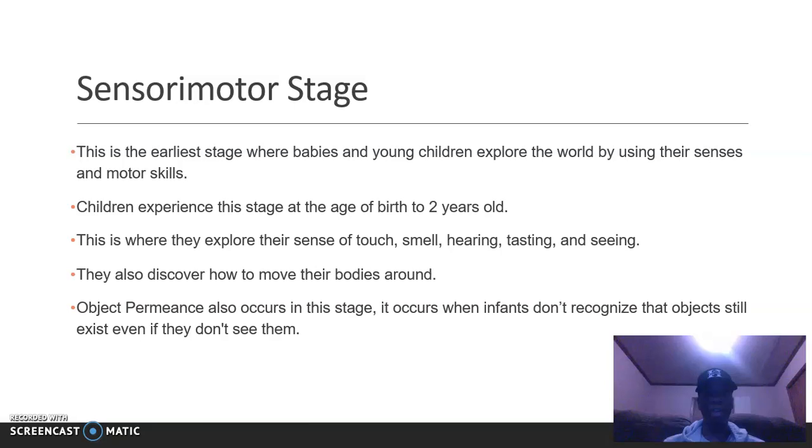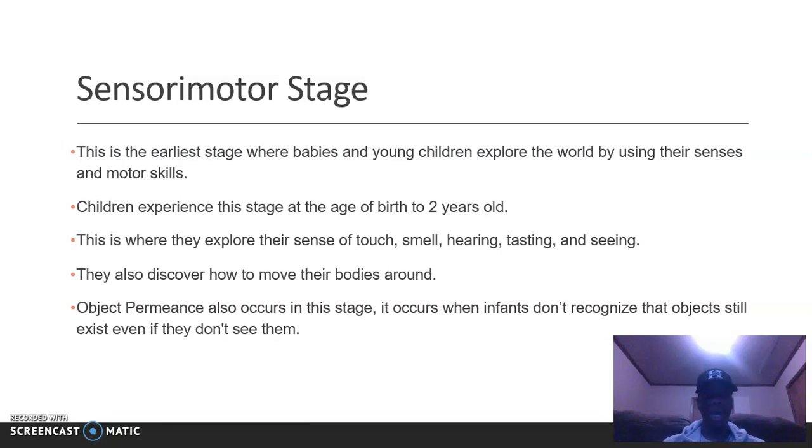The sensorimotor stage is the earliest stage, where babies and young children explore the world by using their senses and motor skills. Children experience this stage from birth to 2 years old. This is where they explore their 5 senses, which are touch, smell, hearing, tasting, and seeing, and they also discover how to move their bodies around.